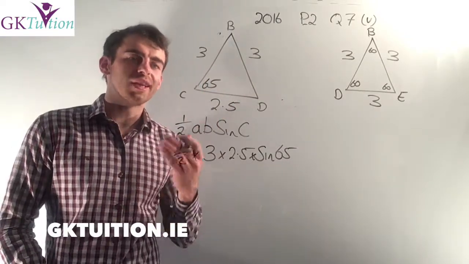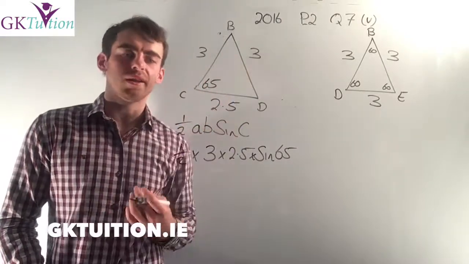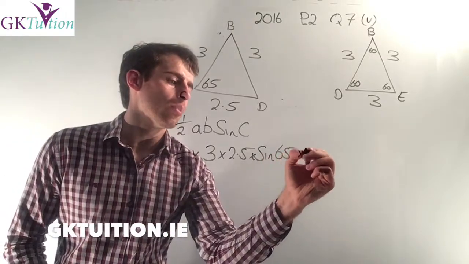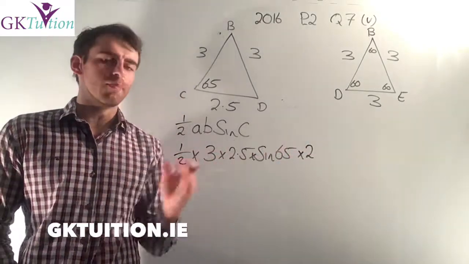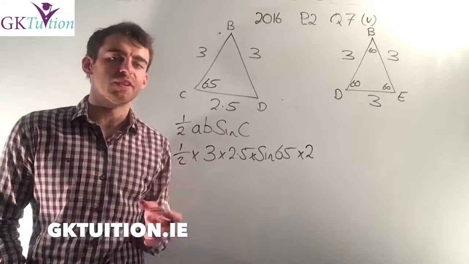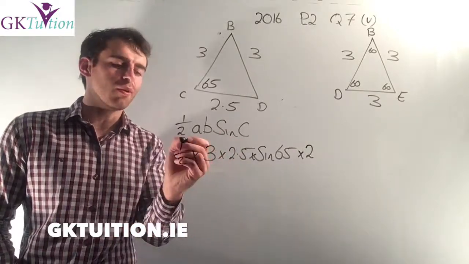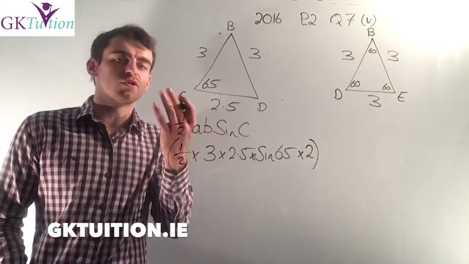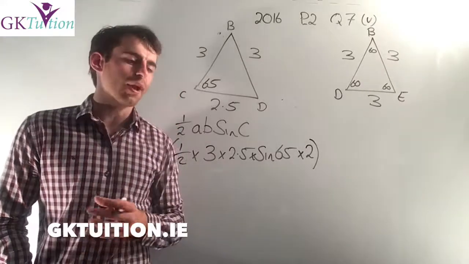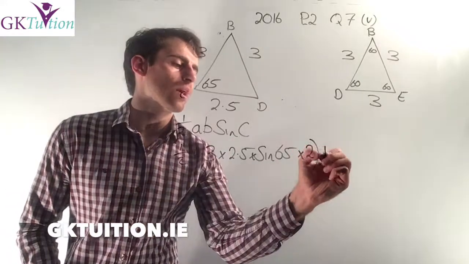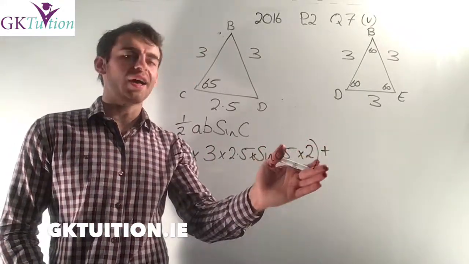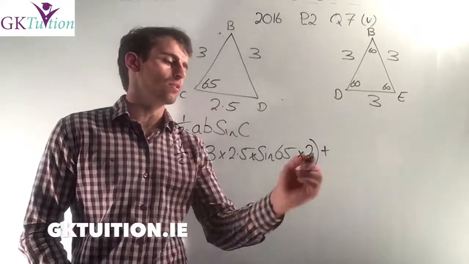But then I want the area of that triangle and the one behind it. So I'm going to multiply that by 2. So if I multiply that by 2 as well, just notice that the half and the 2 will cancel out. But that will tell me the area of the triangle at the front and the triangle at the back. So I can just plug all that into my calculator. And then I want to add the area of the other 2 triangles.